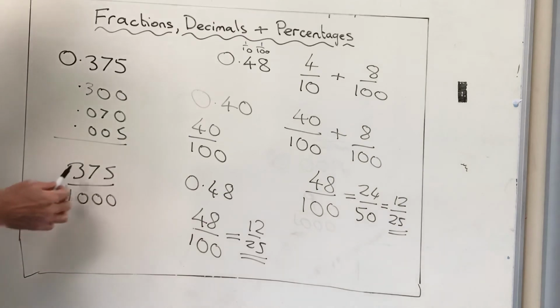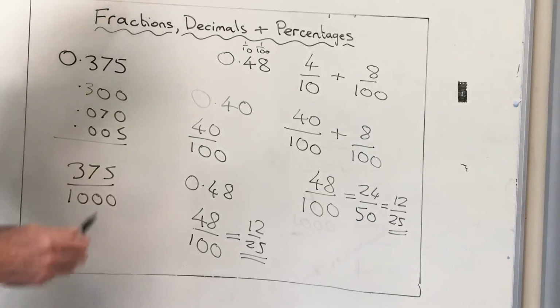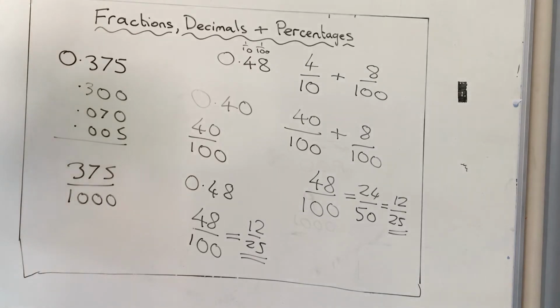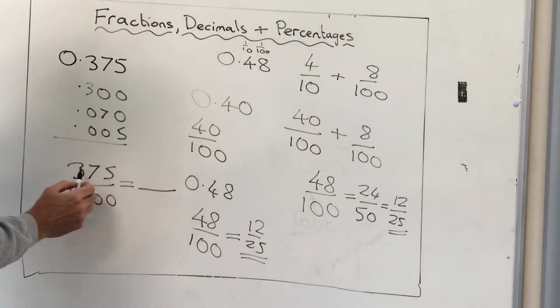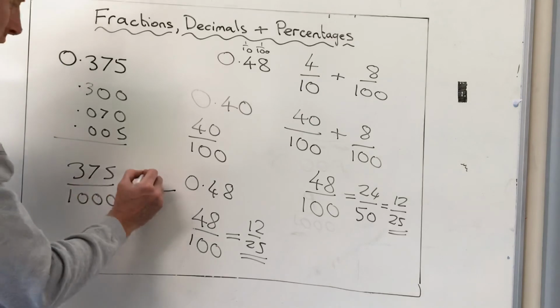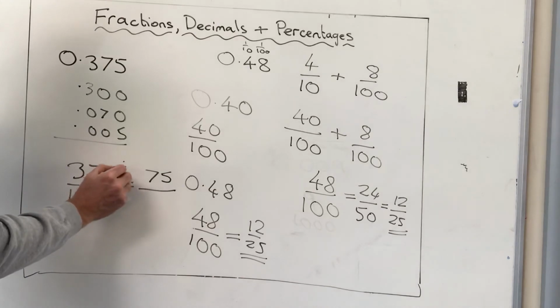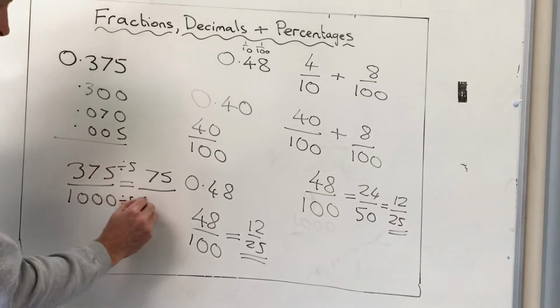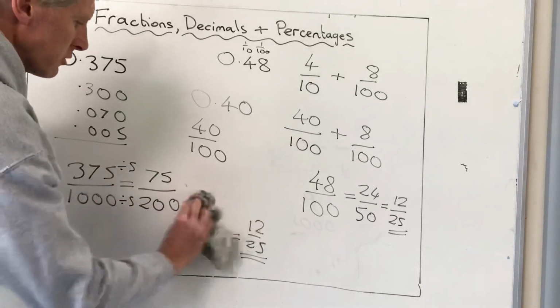Well, we can try and find a number that goes into both of them. I know that 5 goes into both of them. I know that 25 goes into both of them. And I actually know that 125 goes into both of them. But let's do 5. How many 5s in 375? Well, how many 5s in 37? It's 7 remainder 2. How many 5s in 75? How many 5s in 1000 is 200. So we now have 75 over 200.